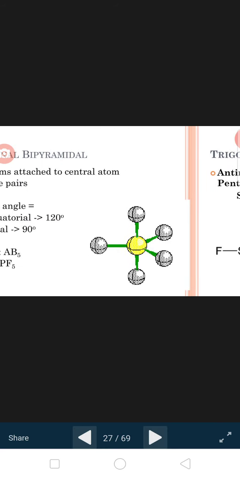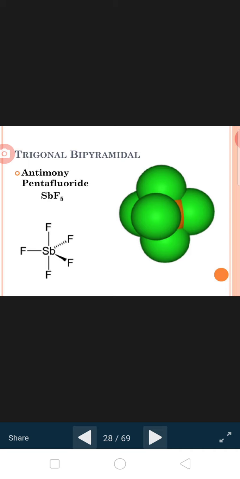Trigonal bipyramidal, five atoms attached to the central atom, zero lone pairs, angle 120 and axial angle 90 degrees. AB5 type, example phosphorus pentafluoride. The central yellow ball represents phosphorus, and all the gray balls show the fluorine atoms. Trigonal bipyramidal geometry also in antimony pentafluoride, SbF5, with Sb in dark brown and fluorine atoms in green. The geometry is trigonal bipyramidal.